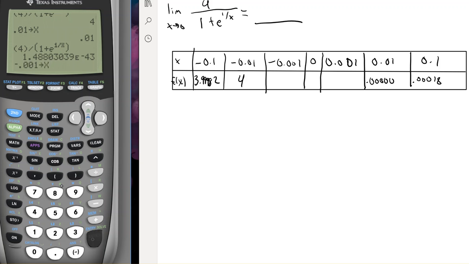What appears to be happening is the limit from the left side appears to be getting closer and closer to 4. Even to this point, it was rounding with no decimal places. And on this side, on the right side of 0, it appears to be getting closer and closer to 0.